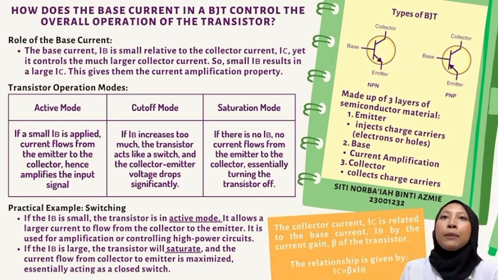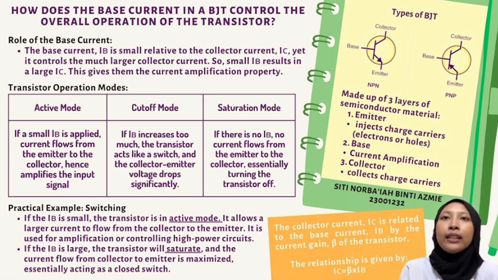Okay, now the key point is that the base current, which is IB, plays a crucial role in the overall operation of the transistor. In a BJT, the base current is small relative to the collector current, which is IC, yet it controls the much larger collector current. This is a characteristic of BJTs that gives them their current amplification property.